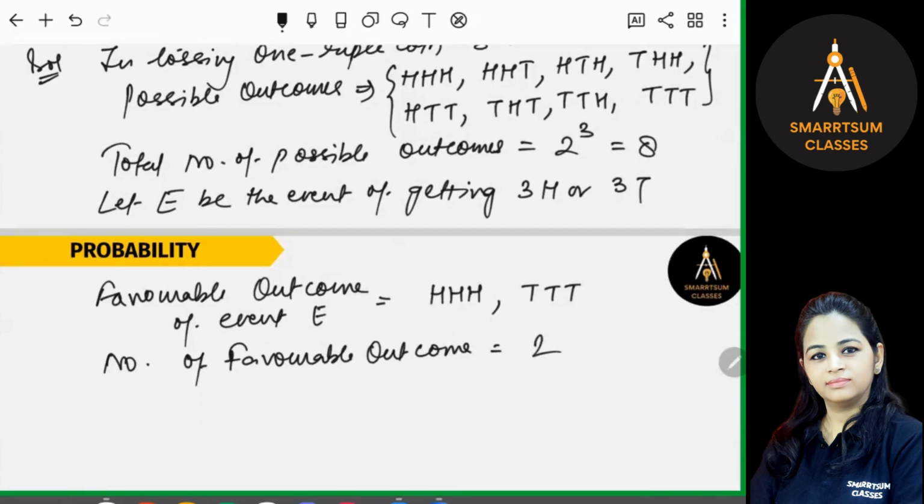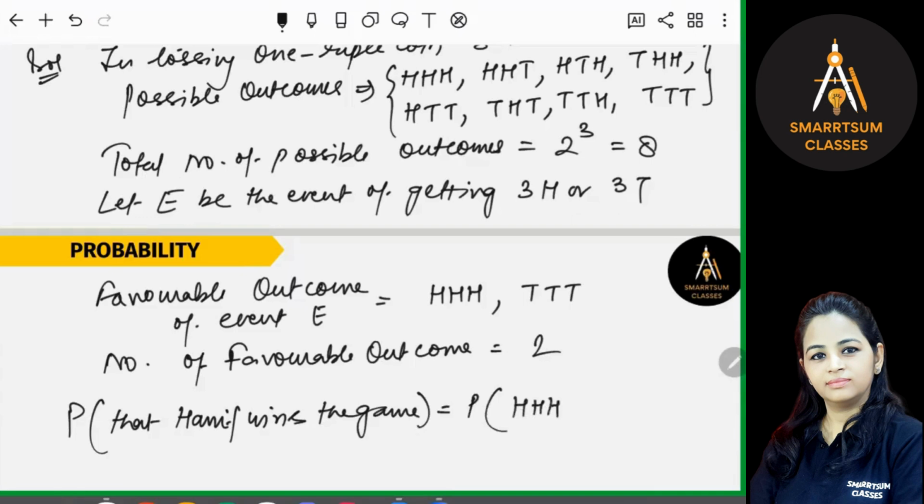Now, first we will find the probability that Hanif wins the game. That means we are finding the probability of this event to happen, that all the results are either heads or tails. Is that clear? So the probability that Hanif wins the game is equal to the probability of getting three heads or three tails, then only he will win. That means this is P(E), which is equal to, now what is the number of favorable outcomes for this E?